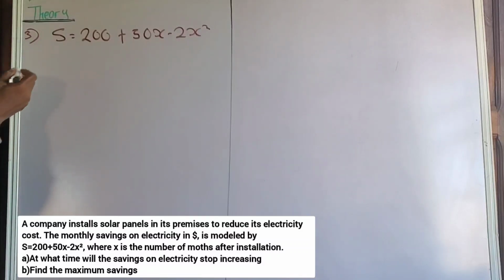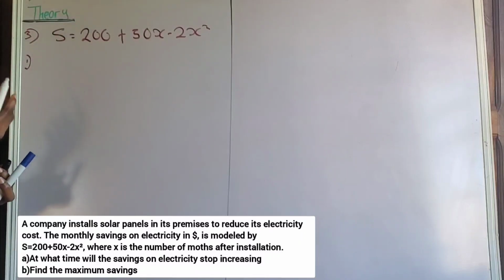Okay, let's start with the first question. The first question is that we are to find the time that the savings on electricity will stop increasing. To get that time, we need to find the vertex of the parabola. Okay, please pay attention. It's simple. You can solve this using two methods. You can solve it using differential calculus, and you can also solve it using this method. I'm going to show you both methods.